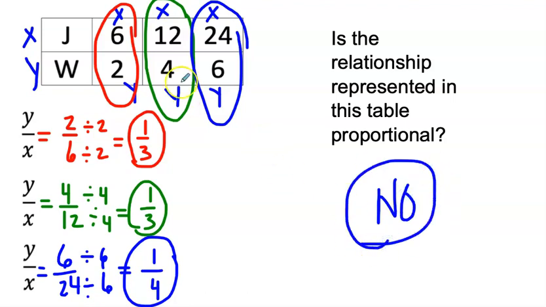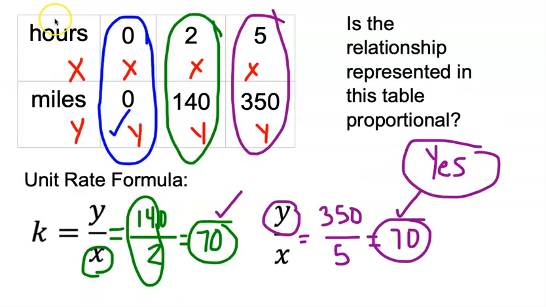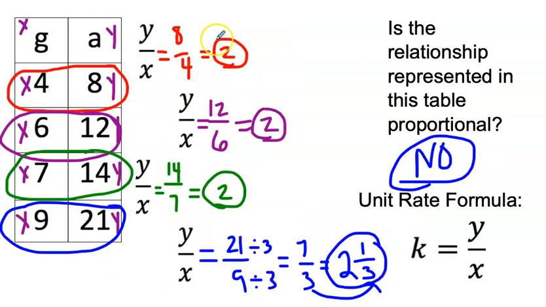Remember, if a table is proportional, the unit rate will be the same. If a table is not proportional, the unit rate will not be the same throughout.